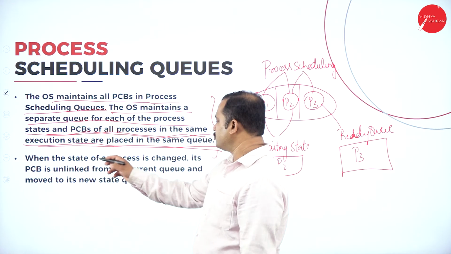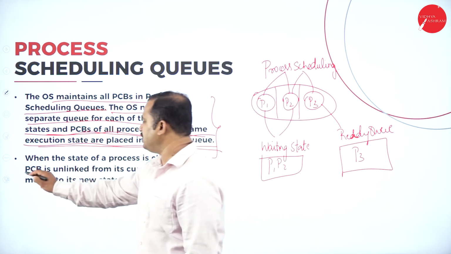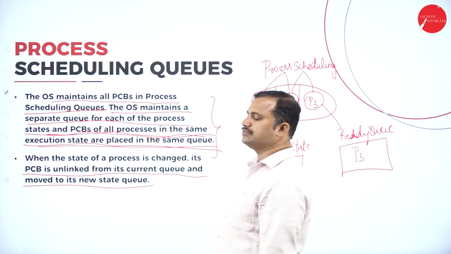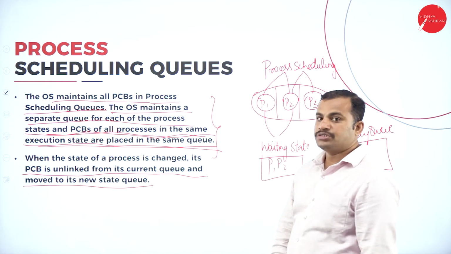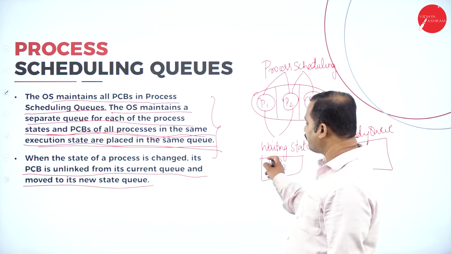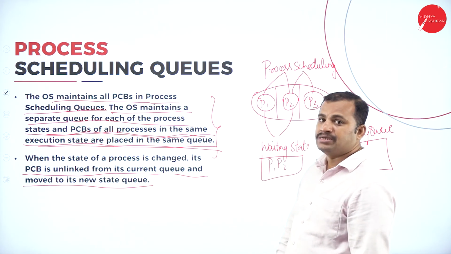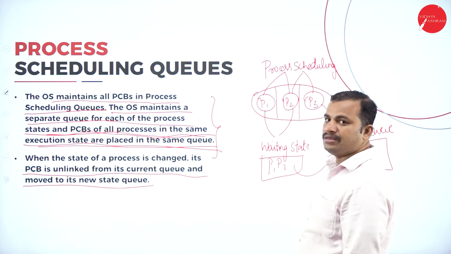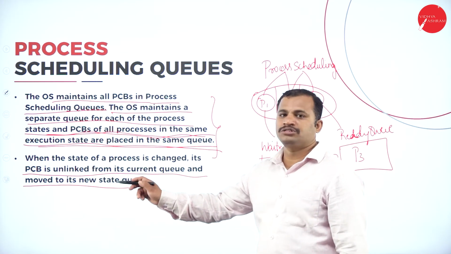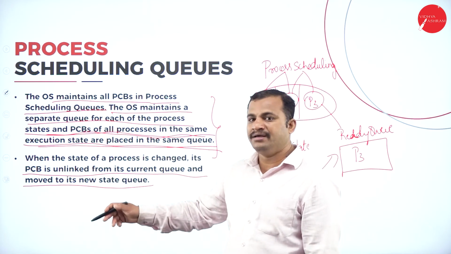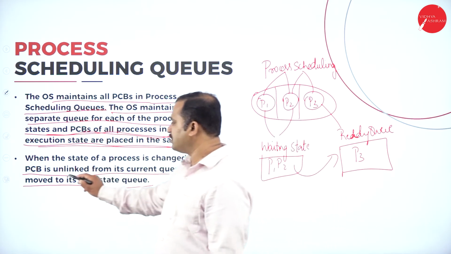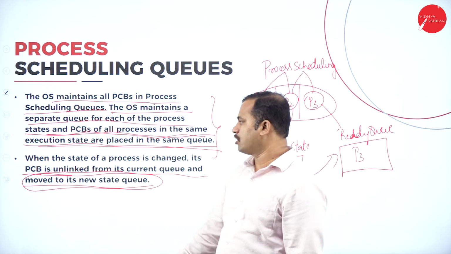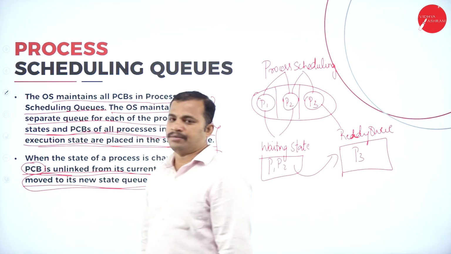When the state of a process is changed, its PCB is unlinked from its current queue and moved to a new state queue. That means the process control block contains the present state of a process. When the process changes its state from waiting queue to ready, immediately the process control block changes the status of it and it becomes a new state. The new state of information is updated into the process control block, that is into this PCB.